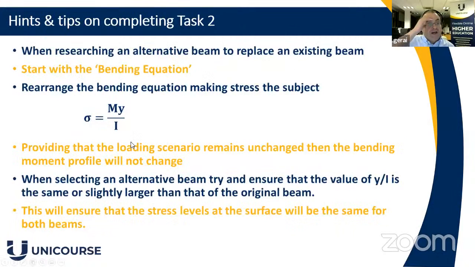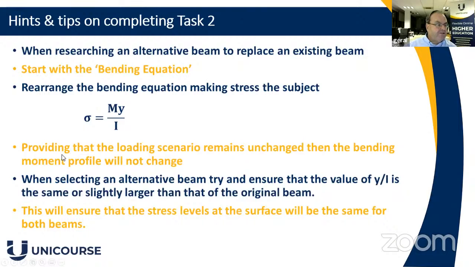So the second task was to look at finding an alternative beam to replace the existing beam. So you start off with the bending equation, which we've just done. We rearrange the bending equation, so you get stress is equal to the bending moment times distance y, which is the distance from the neutral axis to wherever you want it in that section, but you always do it to the top or the bottom surface because that's where the maximum stress is going to be. And you divide by the second moment of area.